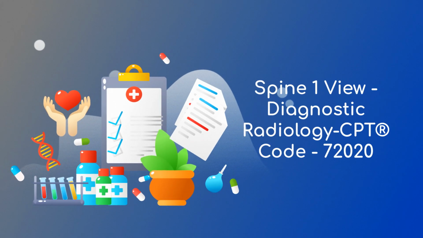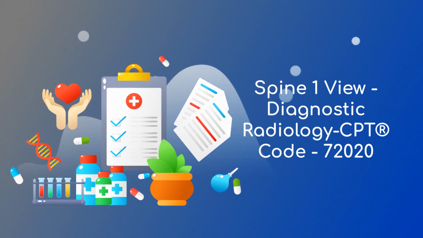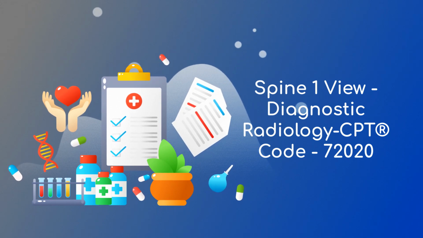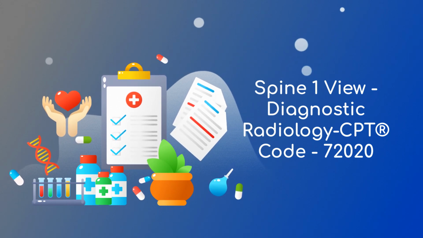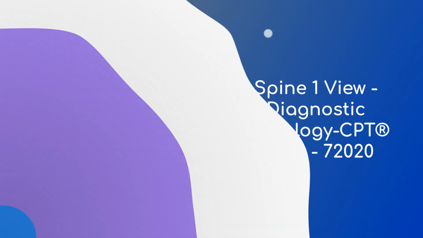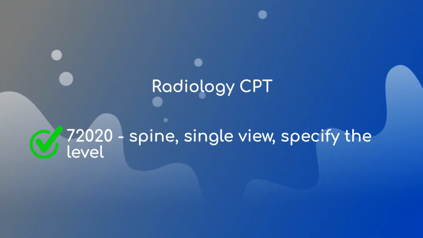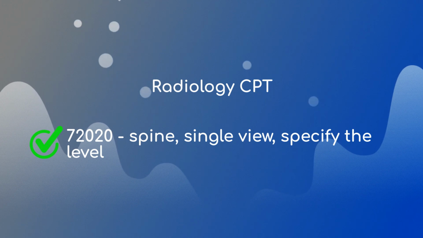Welcome. In this video, we'll walk through key coding steps for radiology X-ray services, covering CPT codes, imaging views, charts, ICD-10 tips, and common pitfalls to avoid. Let's get started. The CPT code 72020 is used for a radiologic examination of the spine with a single view.